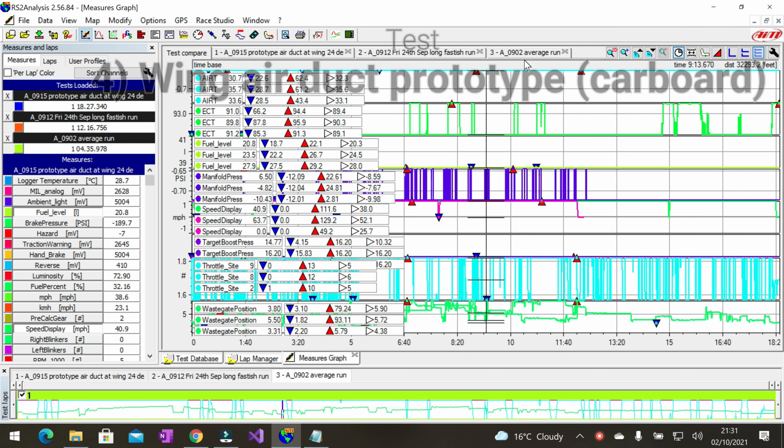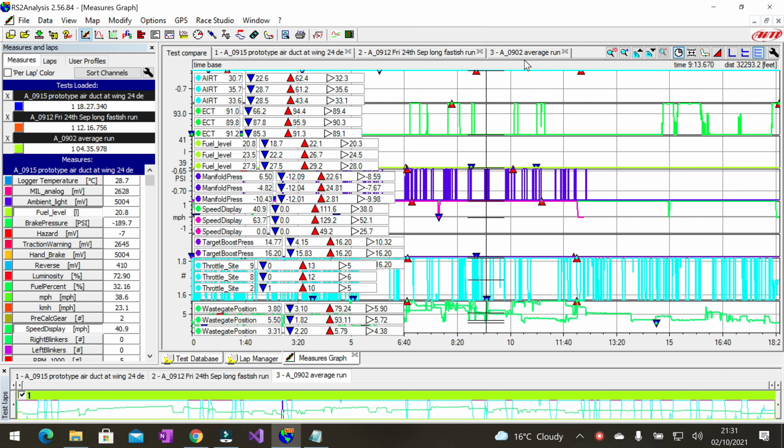So the fourth and final comparison is I wanted to see the difference between the front air duct prototype that I made out of cardboard. It's pretty rudimentary making it out of cardboard, but it at least allows me to test it and see if there's any impact before I actually make a proper air duct. So I'll show a photo of what I did if you haven't seen the video.